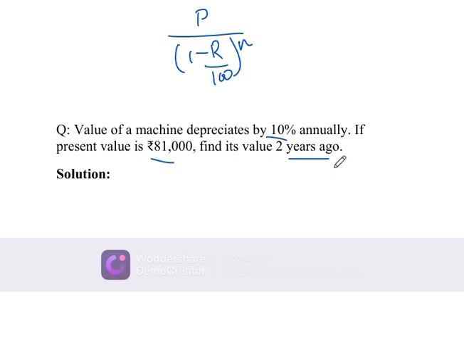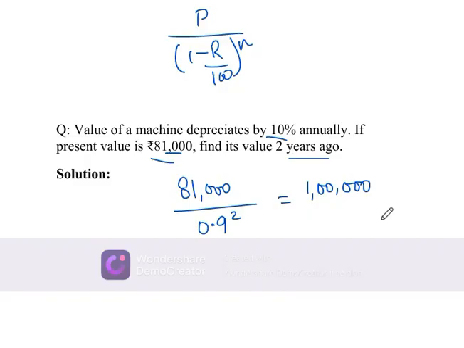For that you will put the value of P, which is 81,000, now divided by 1 minus 10 upon 100, which will be 1 minus 0.1, which is 0.9. So 0.9, the time is 2, so it is 0.9 squared. On solving this, you will get the value as 1 lakh. As you can clearly see, the value has depreciated after 2 years and initially it was 1 lakh. So this type of short reverse question can come and you can answer these questions in seconds.